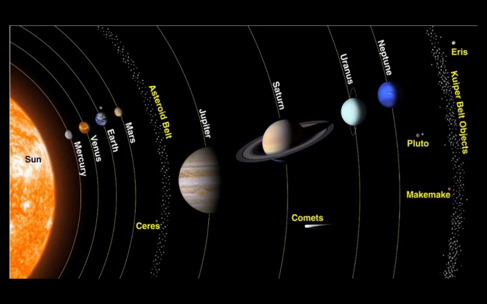So have a look at this one more time. Mercury, Venus, Earth, Mars. These four are the inner planets. They are very close to the sun. And Jupiter, Saturn, Uranus, Neptune. They are very large, right? They are the outer planets.